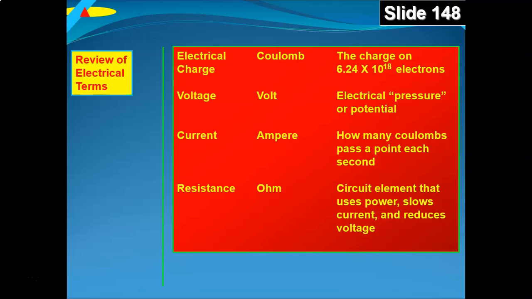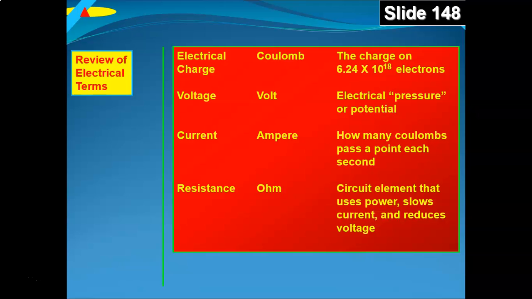So here's a summary of what we've learned here. Electrical charge is measured in coulombs. A coulomb is a charge on 6.24 times 10 to the 18th electrons. That's just to give you some perspective. It's a whole lot of electrons. You don't need to know that number at all. We would never use that number in class.